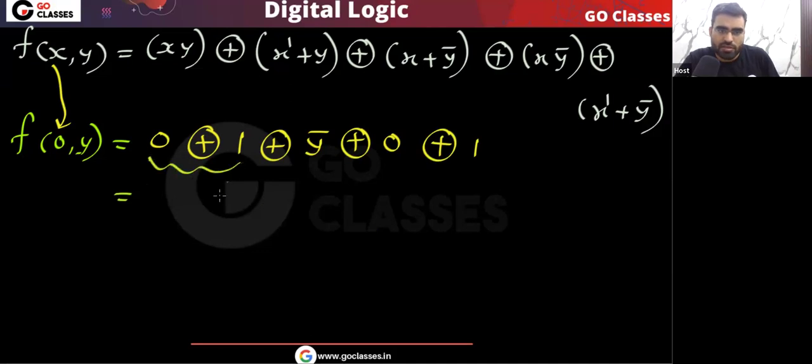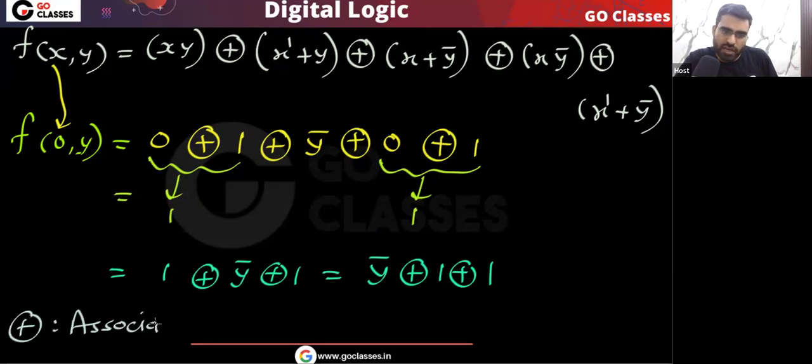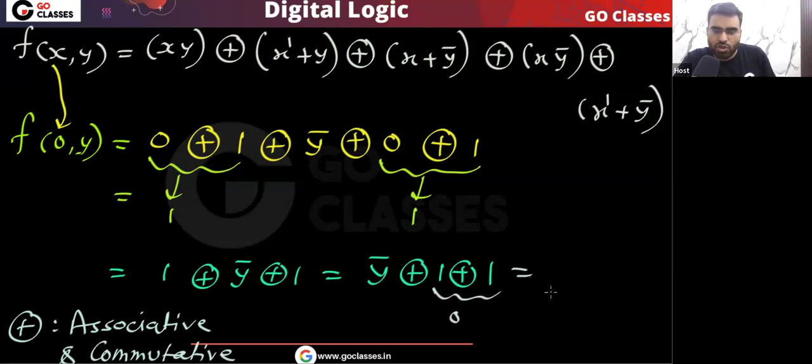Now, very simple. What will be this? 0 XOR 1, this will be 1. Similarly, this 0 XOR 1, this will be 1. So finally, I will have 1 XOR y bar XOR 1. And I can write it as y bar XOR 1 XOR 1 because XOR is associative and commutative. We already know this. So I can do it like this. Now, this 1 XOR 1 is 0, and I got y bar XOR 0.